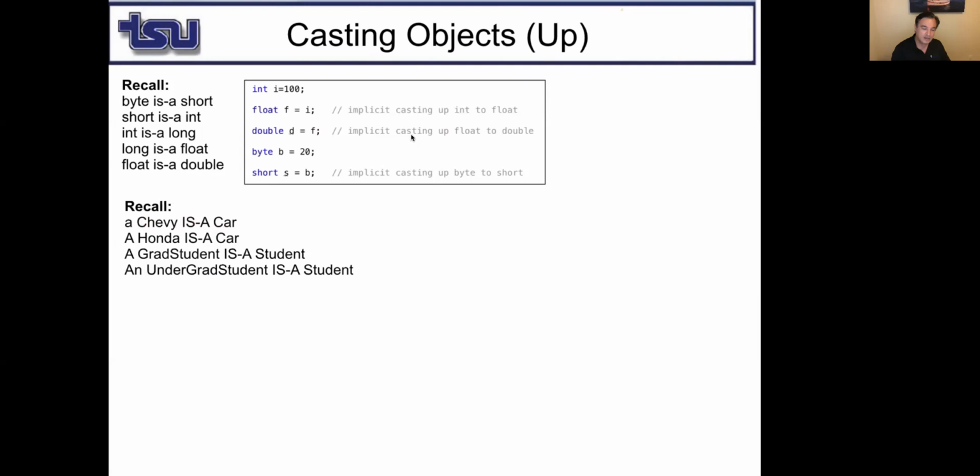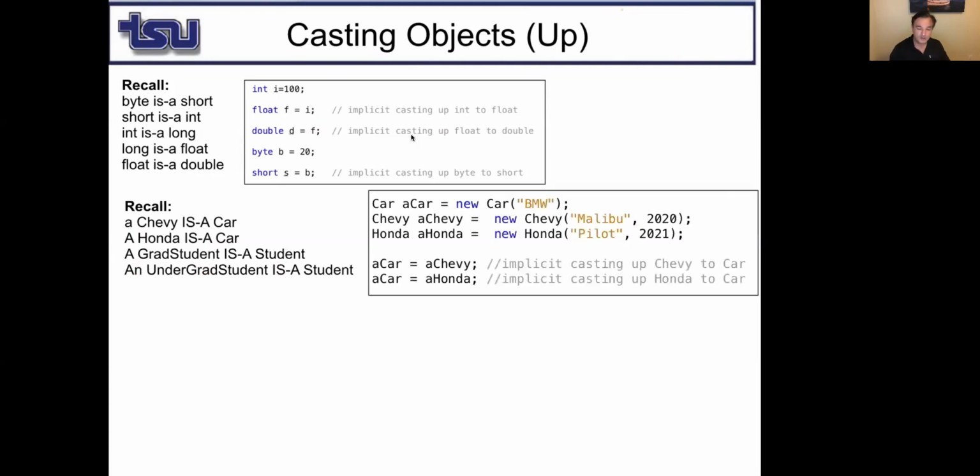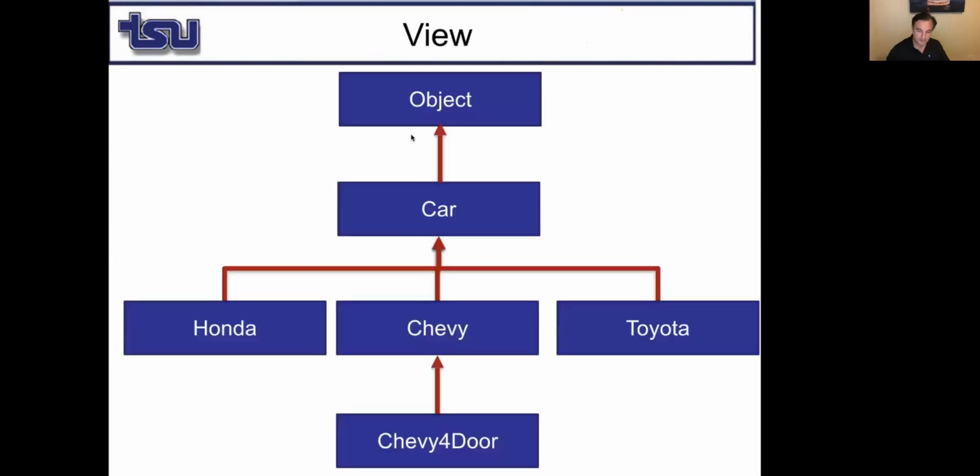Similarly, I know a Chevy is a car, a Honda is a car, a grad student is a student, an undergrad student is a student. Therefore, assume that I have a car class, a Chevy object, and a Honda object. Look here, int is a float. A Chevy is a car. I can assign a Chevy to a car. A Honda is a car. I can assign a Honda to a car. This is implicit casting up, Chevy to car, Honda to car. I hope this makes sense because we know a Chevy is a car. This is called casting objects up. Why? Here, Chevy is cast up. Okay, Honda is cast up to car.